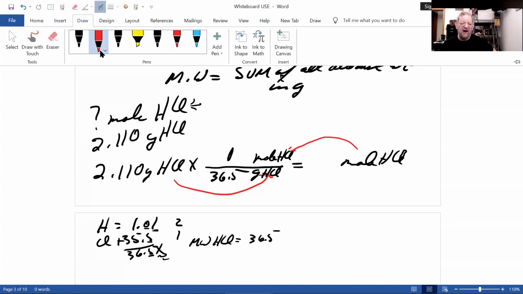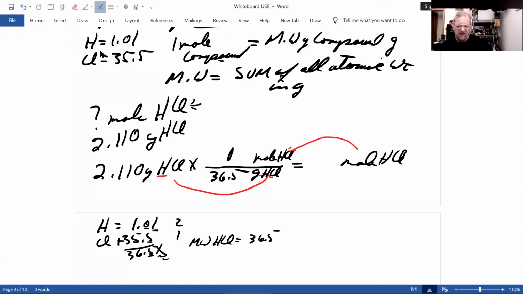Now, before I pick up my calculator, I'm going to use unit analysis again. Notice grams of HCl divided by grams of HCl. Anything divided by itself cancels out. I'm left with moles of HCl. All right, I'm on the right track. And therefore, I go to my calculator now.